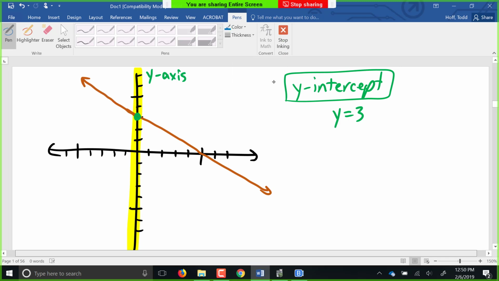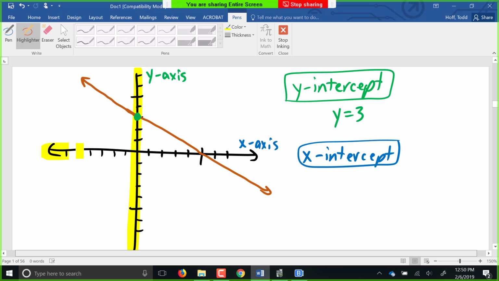We didn't discuss it previously, but there's also something called an x-intercept. And just as you might suspect, that's where the line crosses the x-axis. So for this line, what value does it cross the x-axis at? 5, right there, x equals 5. So our y-intercept is y equals 3, the x-intercept is x equals 5.